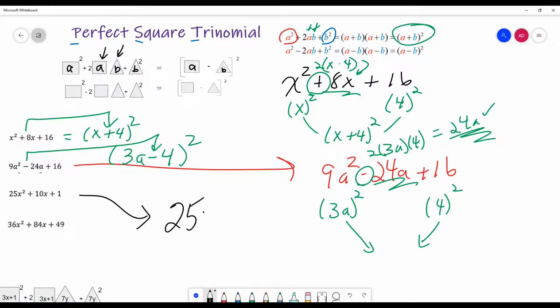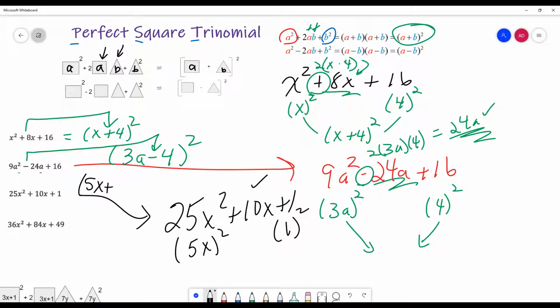Here, 25x squared plus 10x plus 1. All right, the square root of the first gives me 5x. The square root of the last, excuse me, gives me 1. So it does check, doesn't it? Because 2 times 5x times 1, oh, by the way, is 10x. So then I can factor it as 5x plus 1 quantity squared. All right. Okay, I know. You're like, all right, wait a minute. I think I got this. I think I got this.